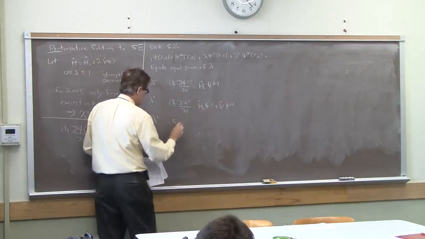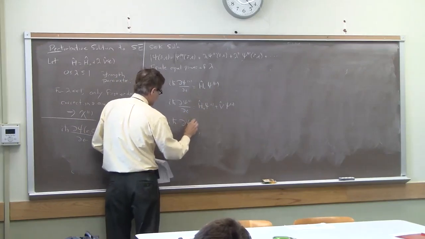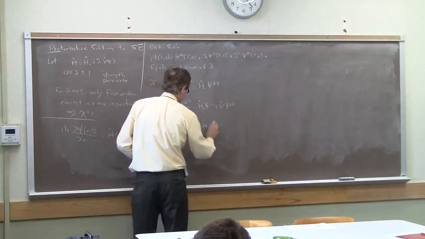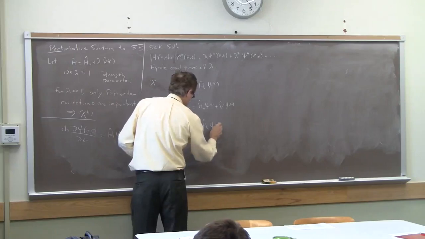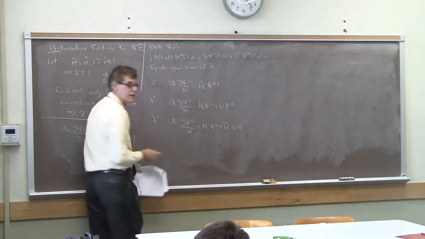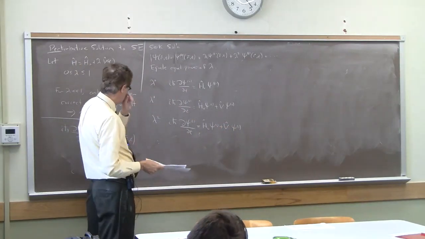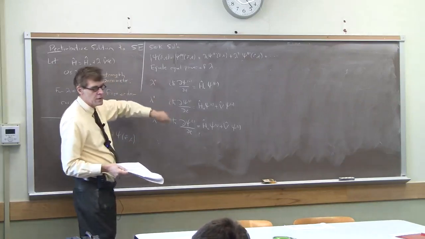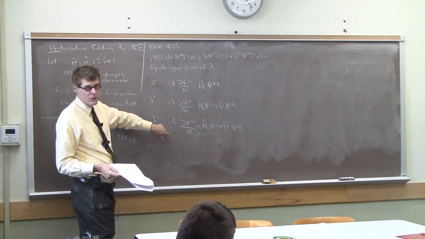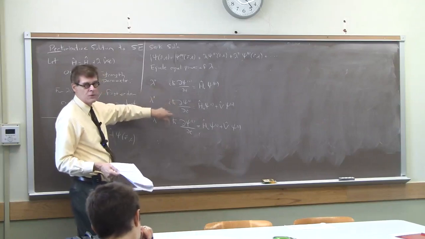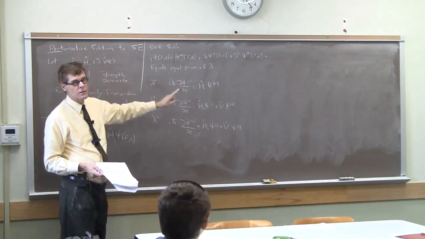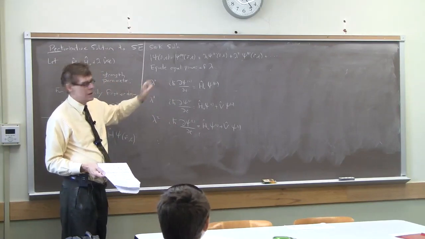The terms that go like lambda squared give i h bar partial psi 2 with respect to t is equal to H0 psi 2 plus V psi 1, etc. I wrote them in this order, well, first, because it's the only rational order in which to write them. But I also wrote them in this order because this gives you a prescription by which you can get an approximate solution that is as accurate as you want.